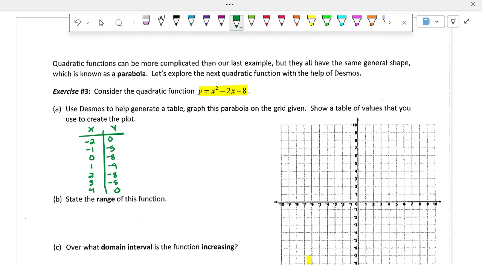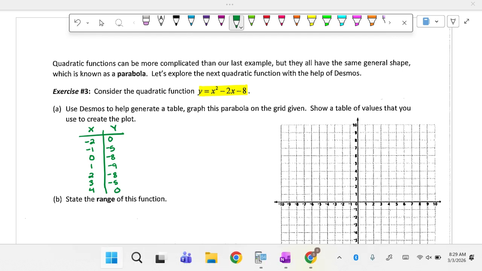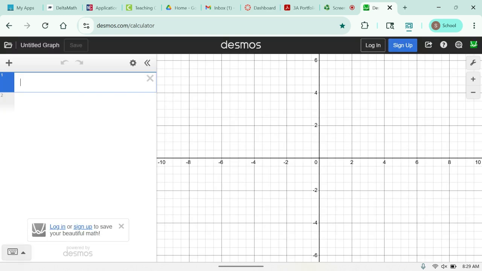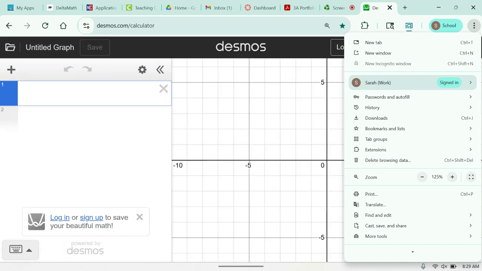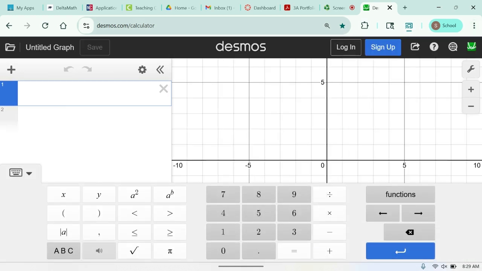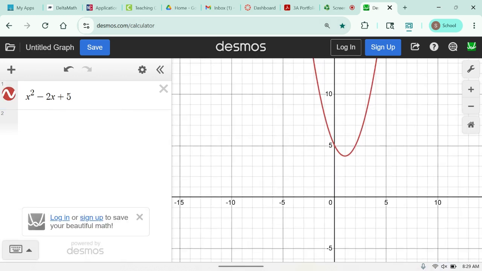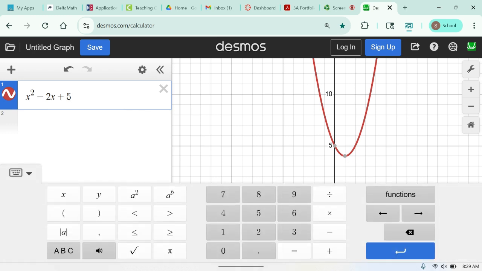Now, let's say that you were at home and you didn't have your TI, but you need to do this. Just to make sure you remember how to do this in Desmos, very quickly, I'm going to graph this in Desmos. So we type in x squared minus 2x plus 5. Now, the nice thing about Desmos is we don't always need to generate a table. I don't know why I put plus 5. It's definitely minus 8.